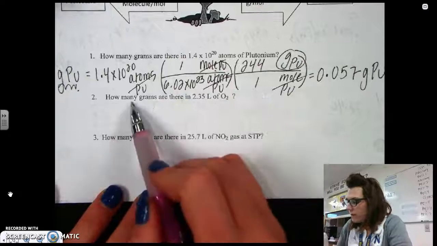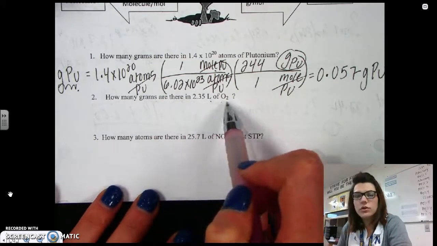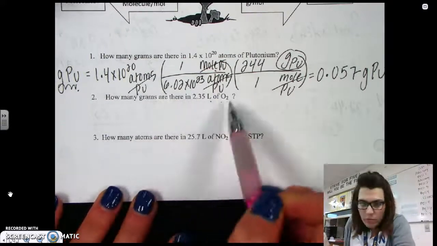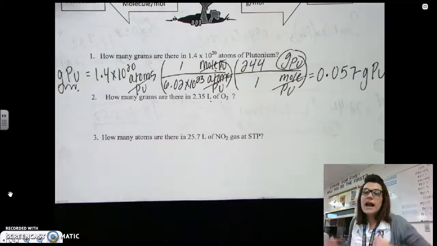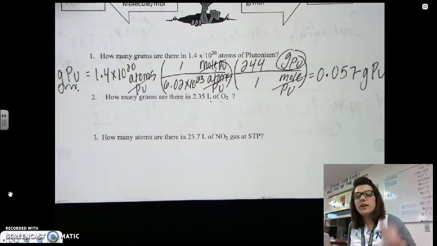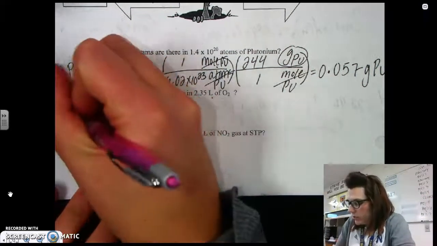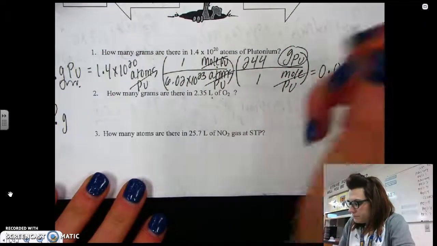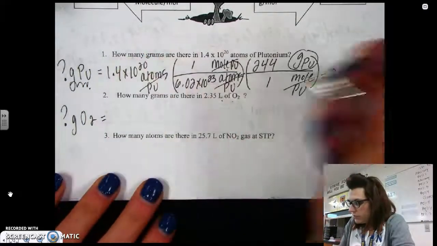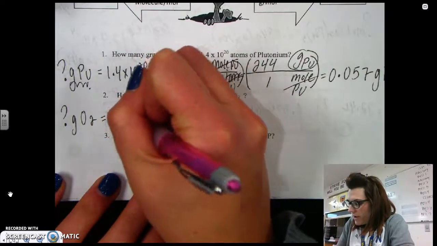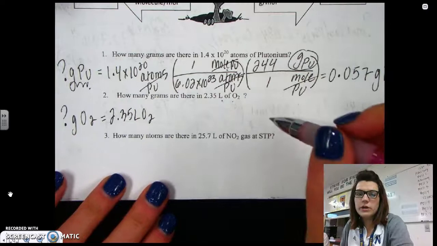This one says, how many grams are there in 2.35 liters of O2? Now notice how there's no mole in this problem at all, which means I have to use the mole in order to get from one to the other. So that's what I'm going to do. I'm going to say question mark grams of O2 is equal to 2.35 liters of O2, and we're just going to assume standard temperature and pressure.